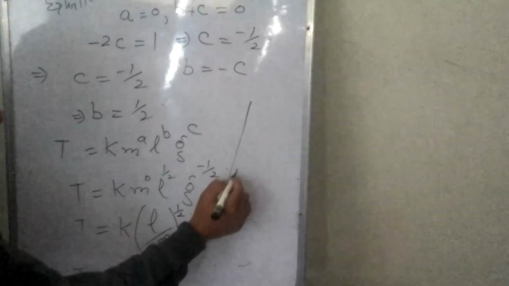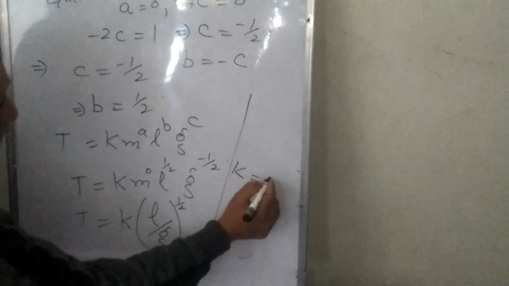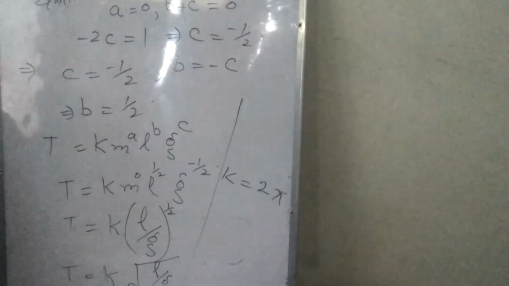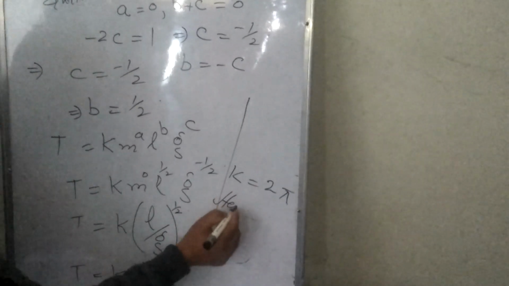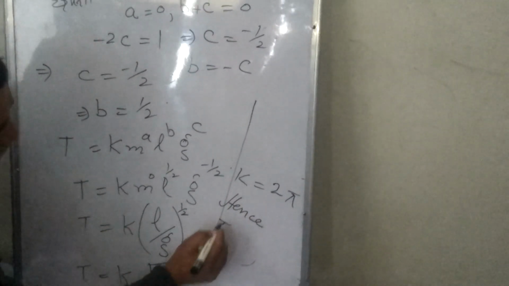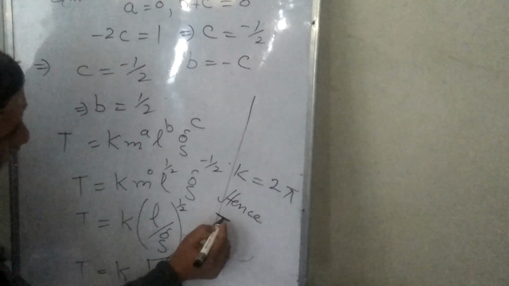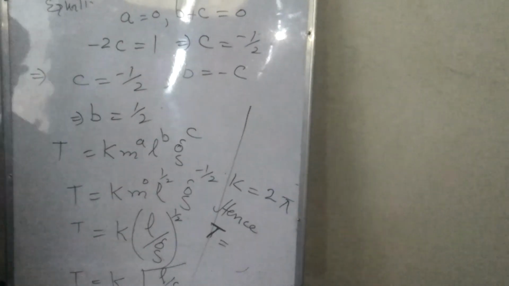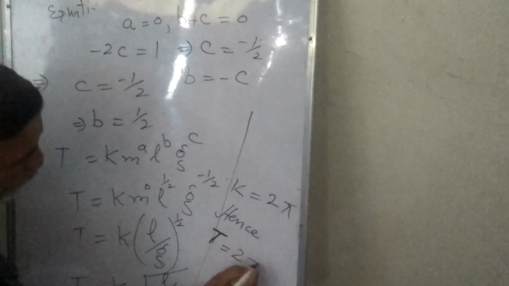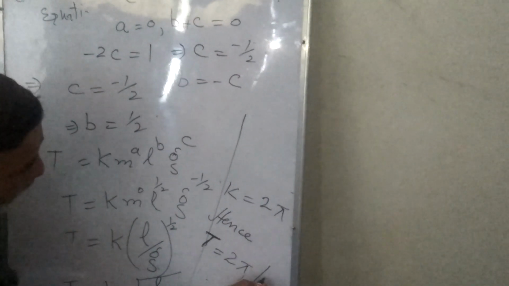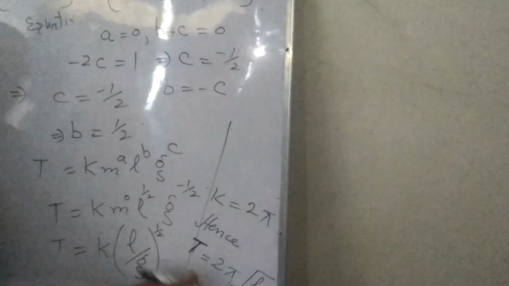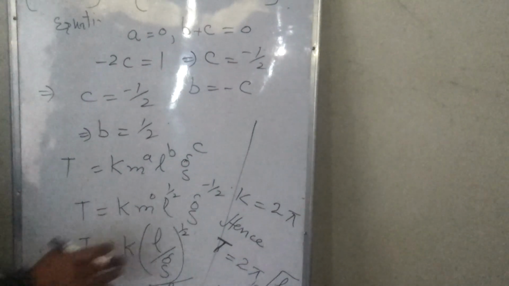The value of k is 2 pi. Hence, we get the relation for the time period of a simple pendulum as T is equal to 2 pi under root of L by g, which is the relation for a simple pendulum. Thank you, students.